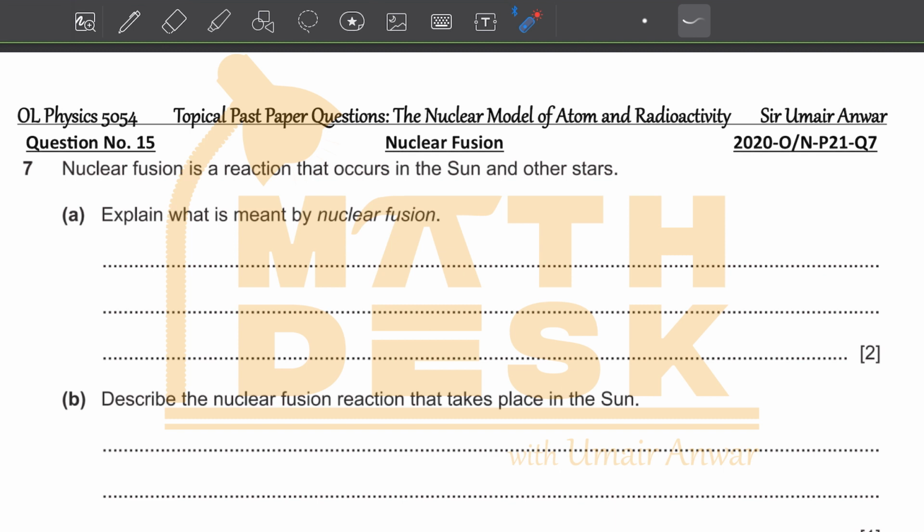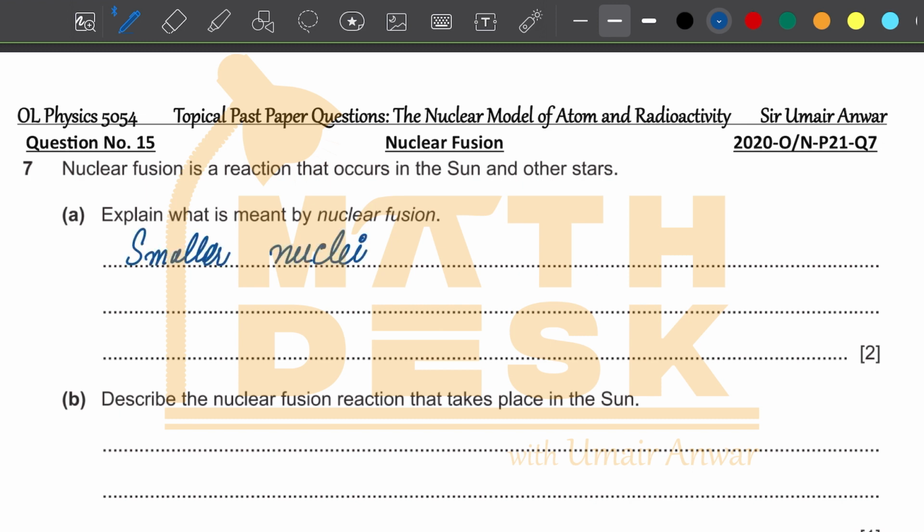Welcome to this tutorial. I'm solving question number 7 of paper 2-1, October-November exam series of 2020, and the topic of this question is nuclear fusion. Nuclear fusion is a reaction that occurs in the sun and other stars. Explain what is meant by nuclear fusion.